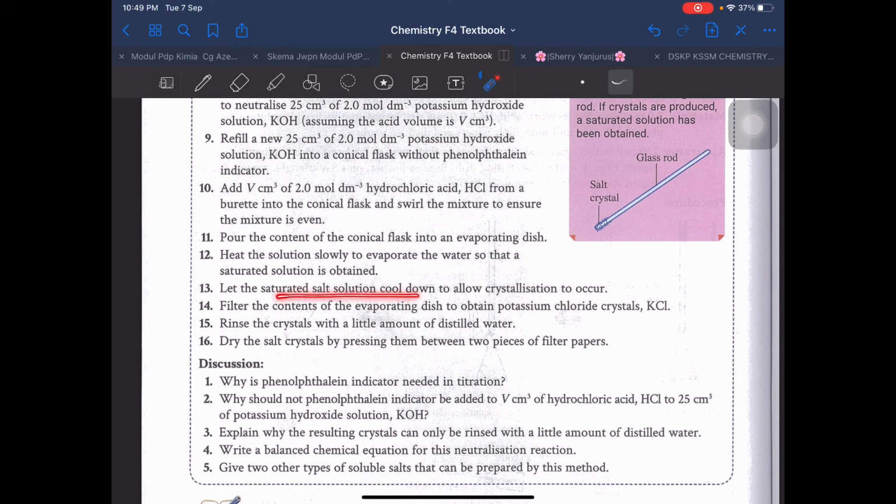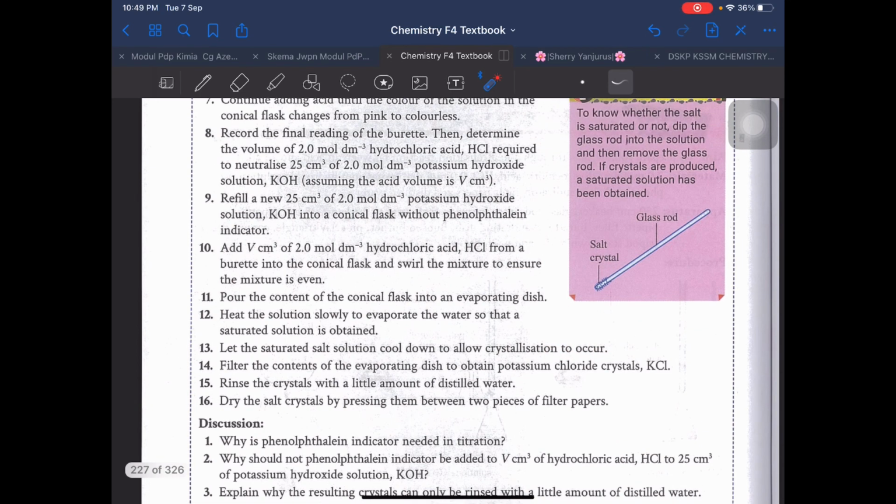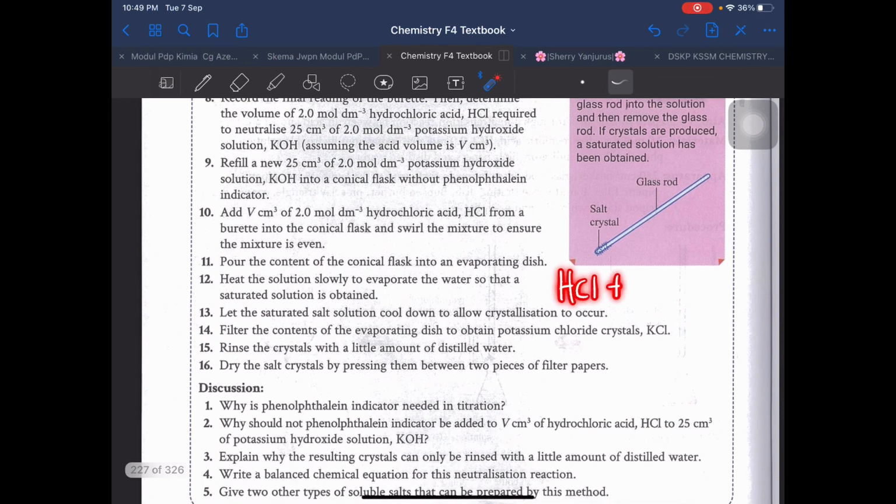And then after you let it cool down, filter the content. Filter, turaskan dia content of the evaporating dish to obtain the crystal, iaitu KCl. Kenapa KCl? Because HCl mix with KOH, okay, HCl plus KOH. Kan? So we will have KCl. We will have the salt is potassium chloride.